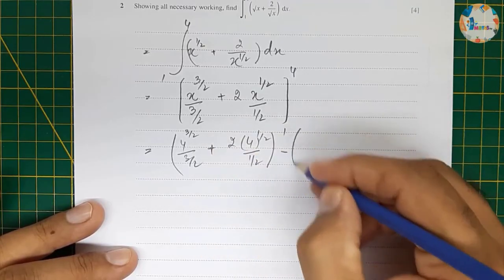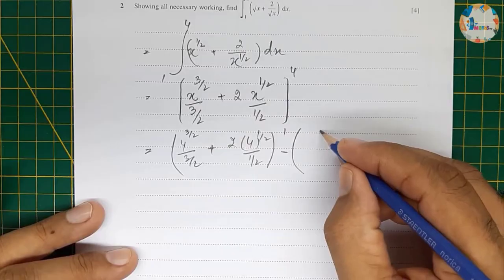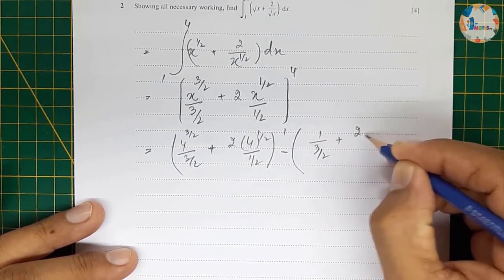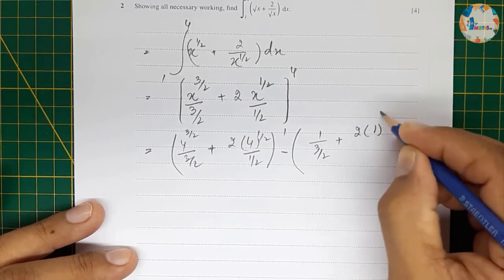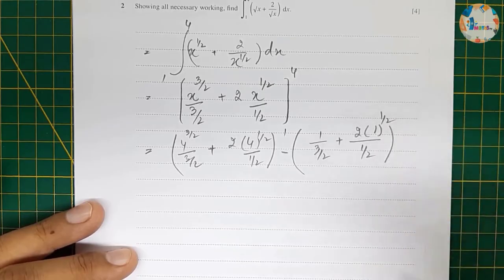So when we replace the lower limit, which is 1, this will be 1 raised to 3 by 2 over 3 by 2, and plus 2 into 1 raised to 1 by 2 over 1 by 2. This will be our lower limit replacement.